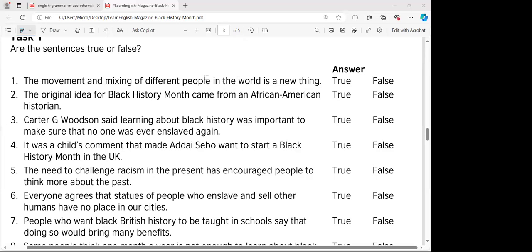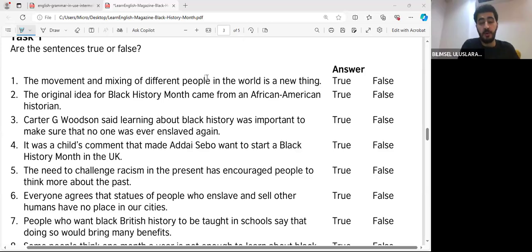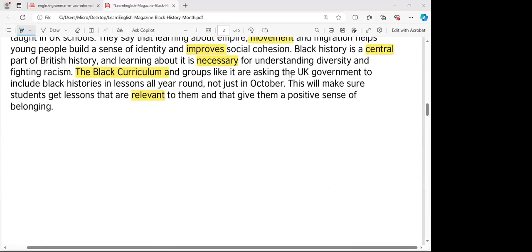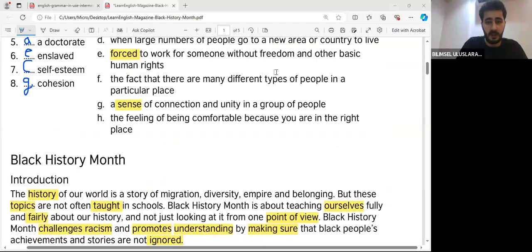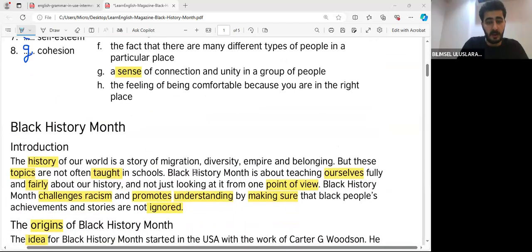Okay. The movement and mixing of different people in the world is a new thing. True. True? It's true. It's a new thing, right? Let's see where it sets it. I want to see how quickly you guys can follow it.